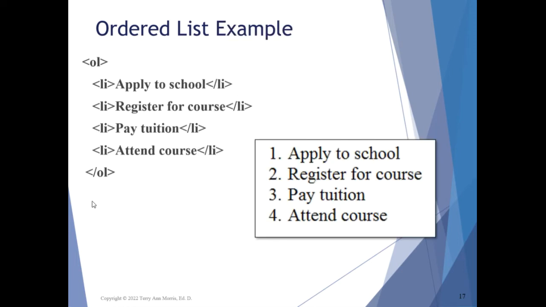Ordered list example. First of all, we open the first list item with the content apply to school and we close it. We open the second list item with the content register for course and we close it. We open the third list item with the content pay tuition and we close it. We open the fourth list item with the content attend course and we close it. In our display, we have 4 list items. We have item number 1, 2, 3, and 4. We have item number 1 as apply to school, item number 2 as register for course, item number 3 as pay tuition, and item number 4 attend course.